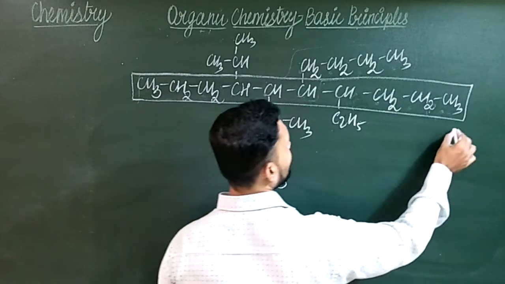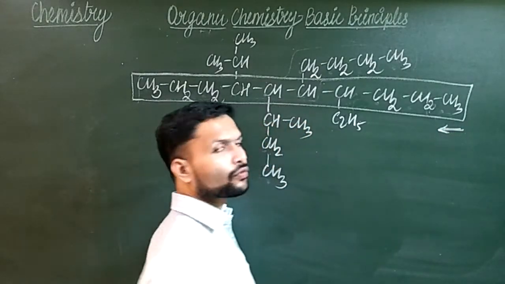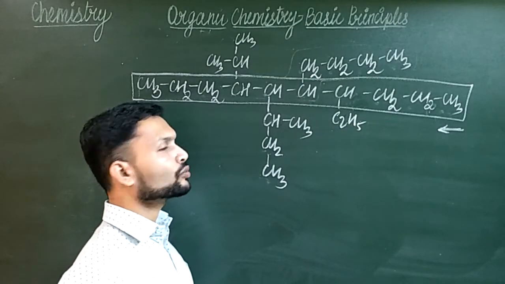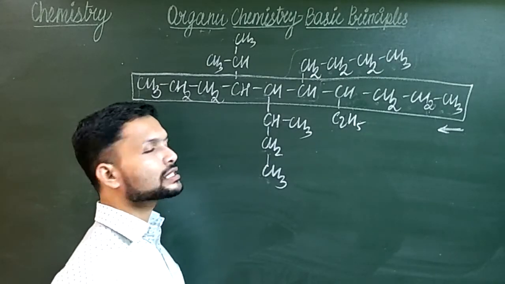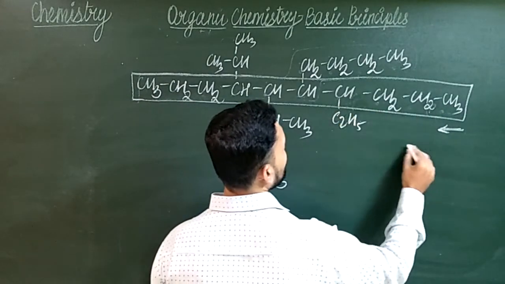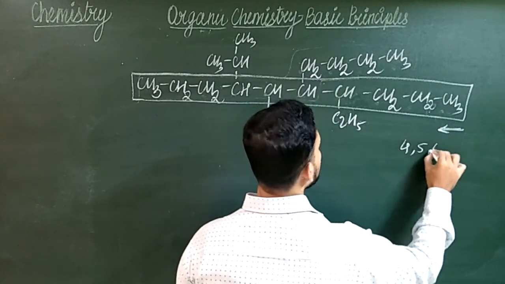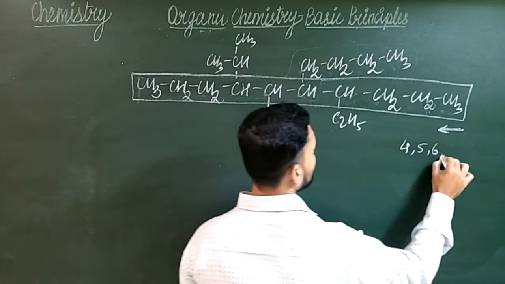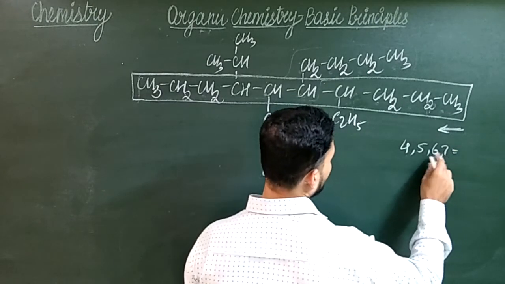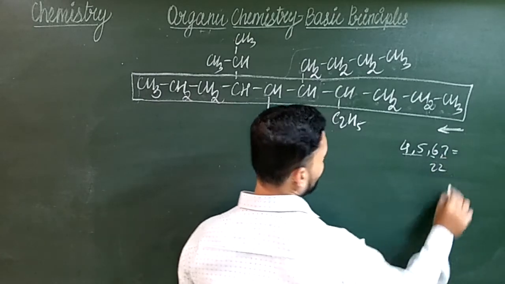Now have a look over here. Tell me at which locants the branches are present. I am not first considering which branches, I am only telling you to consider the numbers where the branches are present. So 1 2 3, 4th has a branch, 5th has a branch, 6th has a branch, and 7th has a branch. If you go for the total, this is 9, this is 15, this is 22.